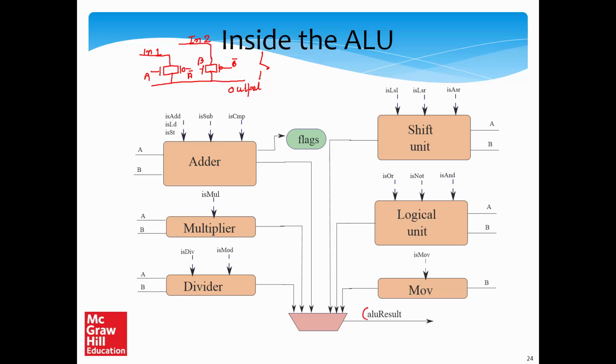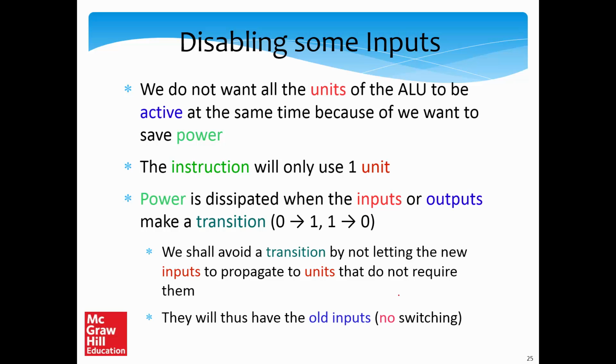What we want at a high level is that the output of the ALU, called the ALU result, is computed correctly. This slide talks about the same thing. Also, this slide talks about power consumption. The idea is that we do not want all the units of the ALU to be active at the same time, because that would consume a lot of power, and the instruction will use only a single unit.